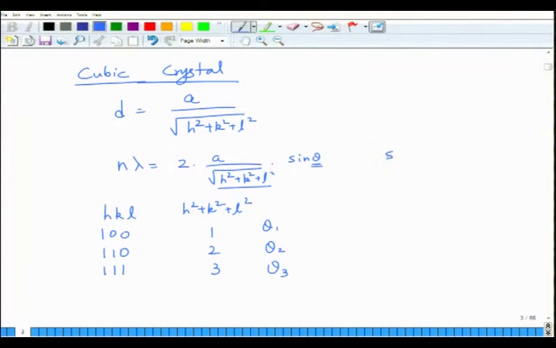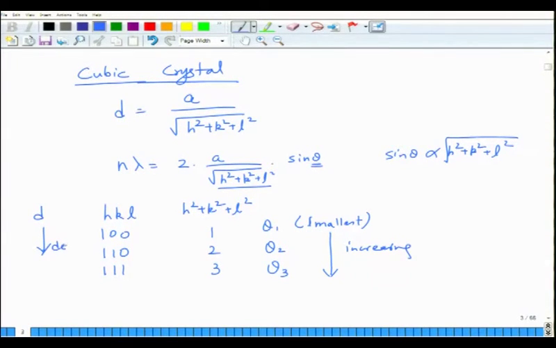So, basically you can see that sin theta is proportional to the square root of h square plus k square plus l square, right. So, theta 1 is the smallest, and it increases, right. So, what is happening to d spacing? The d spacing is decreasing. So, this is decreasing, your theta is increasing. So, theta is increasing and d is decreasing.